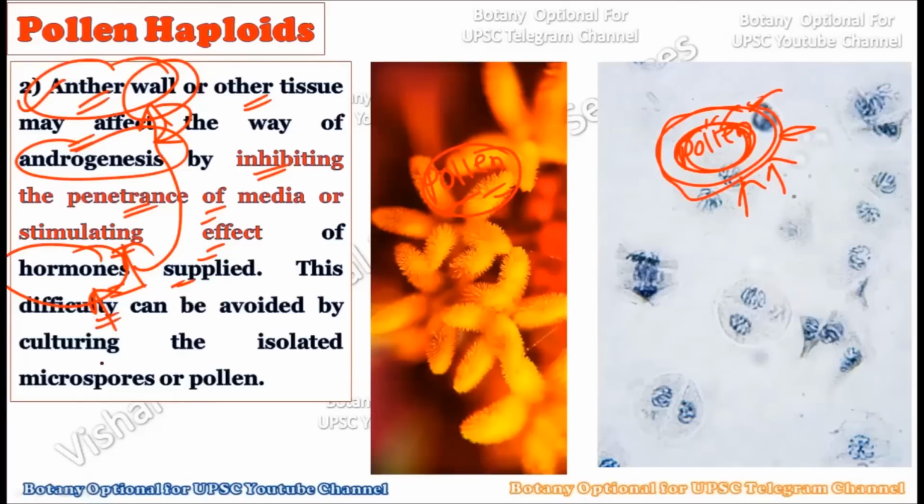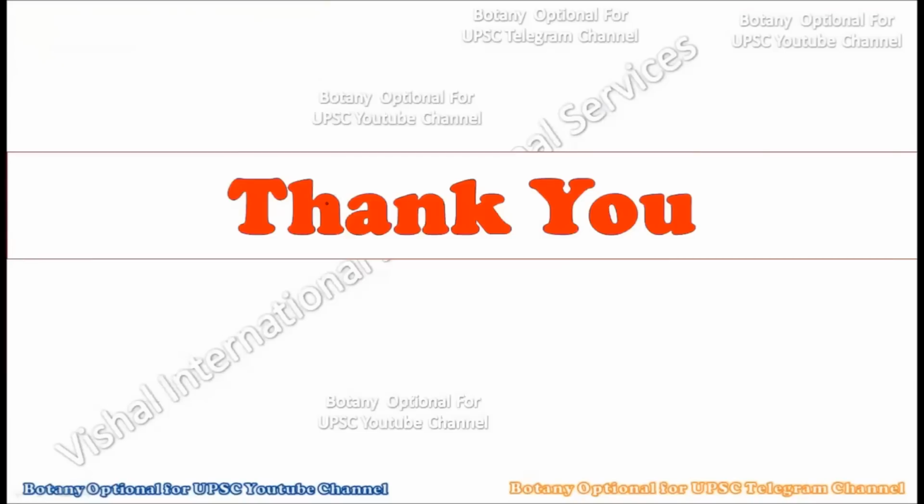Now this difficulty can be avoided by culturing the isolated microspores or pollen grains. So basically what we can do is take a single pollen grain and plant the single microspore, so there will not be any chance of the presence of the anther wall. So this is the second disadvantage, that the anther wall will not allow the pollen grain to absorb the complete nutrient media, and it will result in the failure of androgenesis and of the whole culture of haploid plant production. So remember, these two disadvantages are also there. So this is all about pollen haploids.